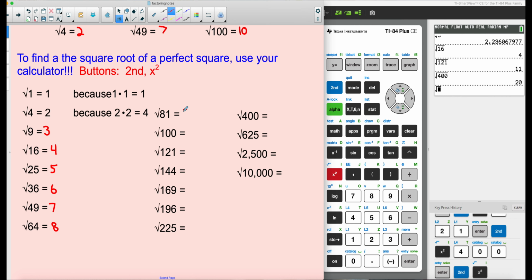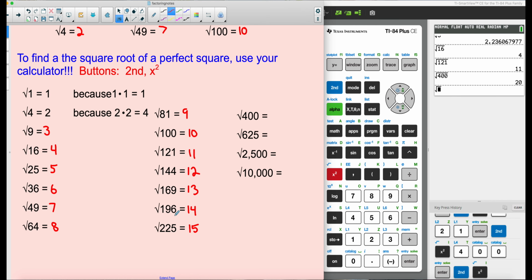The square root of 81 is 9. The square root of 100 we said before was 10. The square root of 121 is 11. The square root of 144 is 12. The square root of 169 is 13, always. Perfect squares never change, guys. 13 times 13 is always 169. The square root of 196 is 14. And last but not least, the square root of 225 is 15. And why is that? Because 15 times 15 gives you 225, always. So we say 225 is a perfect square.